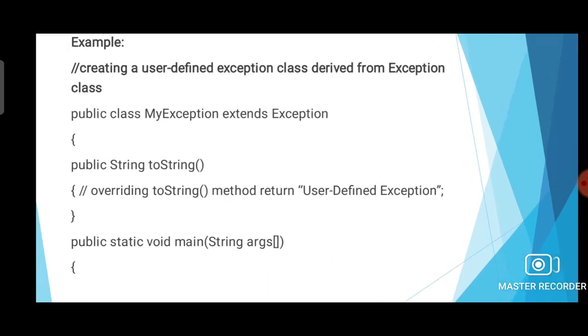Now we are going to see how to define a user-defined exception derived from the Exception class. So we are defining the class public class MyException extends Exception. Then public String toString. This is the method which is used to override the method that will return the user-defined exception message.